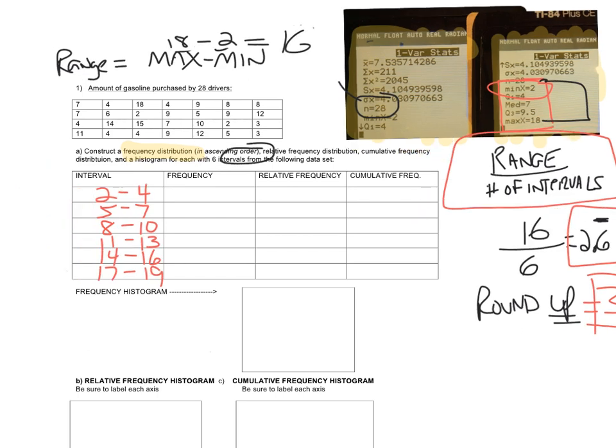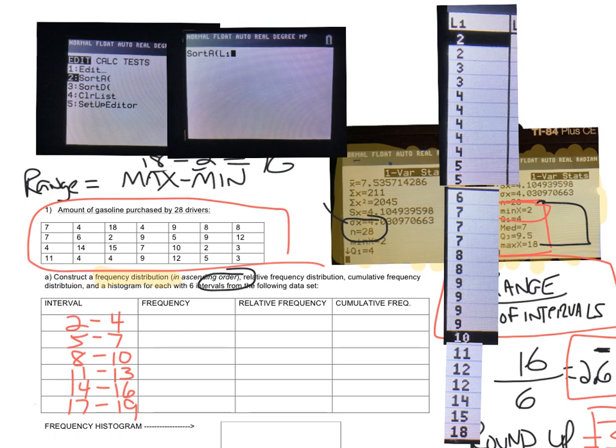Now what we're going to do is sort the data in order. So we're going to use our calculator to do that. So now our data is in numerical order. And now what we're going to begin to do is fill in the various frequencies. The first interval is from 2 to 4.